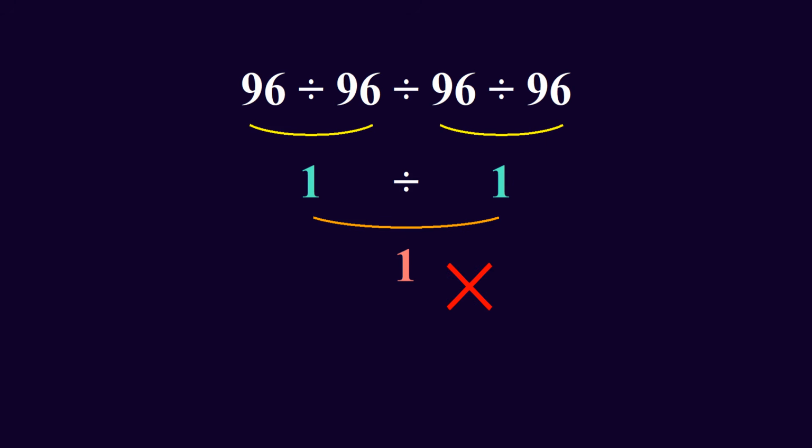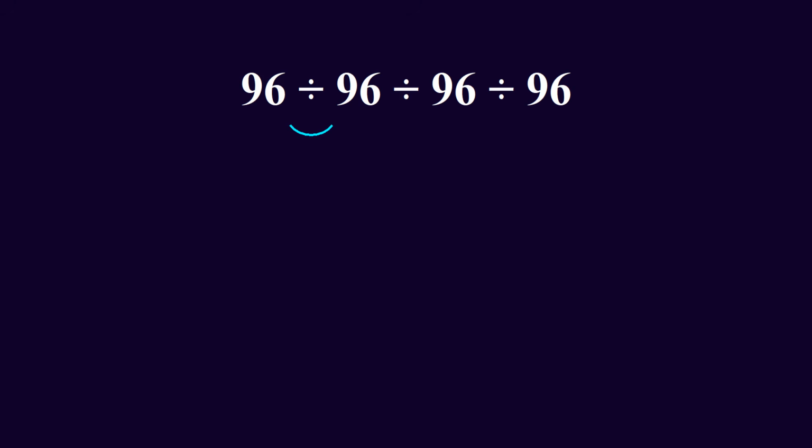But this answer is not correct because according to the order of operations, we must do this division, then this division, and at last this division. So we have first this division, 96 divided by 96 equals 1.